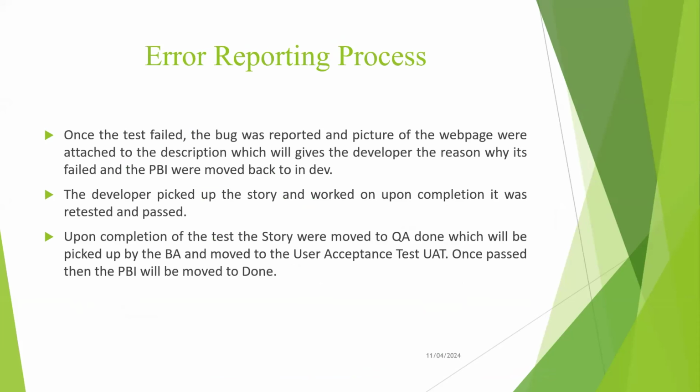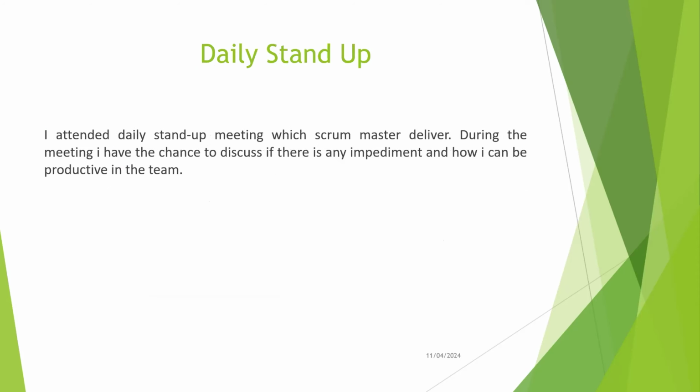So I reported the error. While reporting the error, I wrote the description of the error, and I put it back in QA, whereby the developer will pick it up and work on it. Upon completion, I retested the PBI and it passed. Then I moved it to QA done. Then the BA will pick it up and put it on UAT, and they can test it again to confirm that the PBI passed the test.